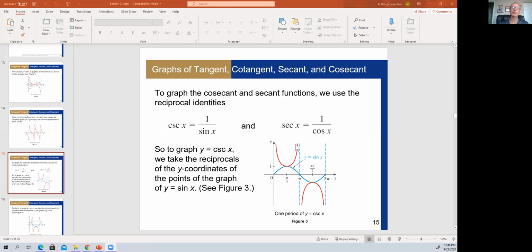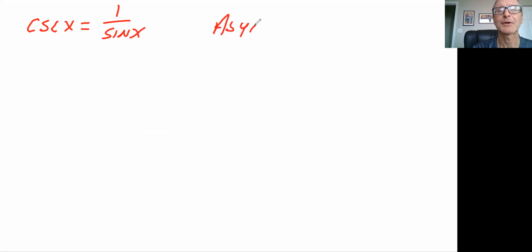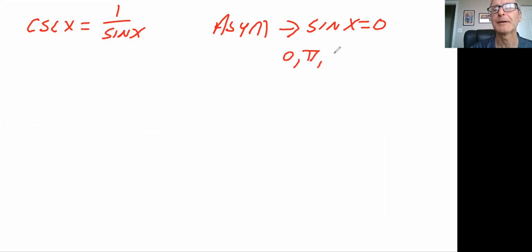And so when we talk about this, there's a couple things to think about. First thing is those asymptotes. So we have cosecant of x is 1 over sine of x. And the asymptotes occur when sine of x equals 0, right? Because we can't divide by 0. And so the idea is 0, pi, 2 pi, or if we go negative, it'd be minus pi, minus 2 pi.